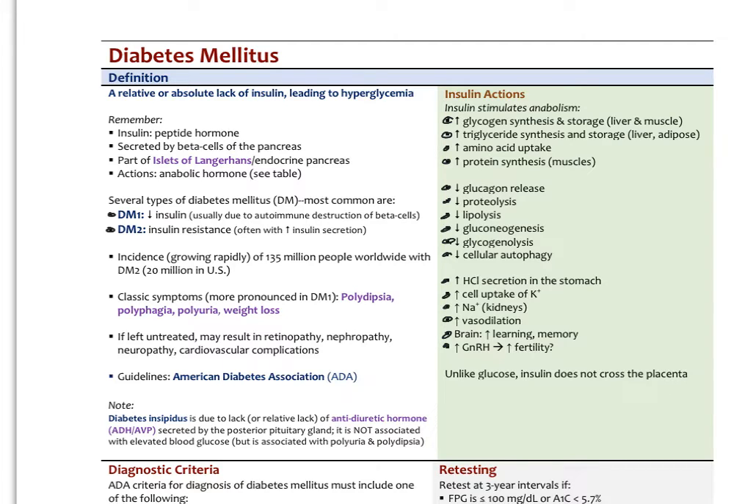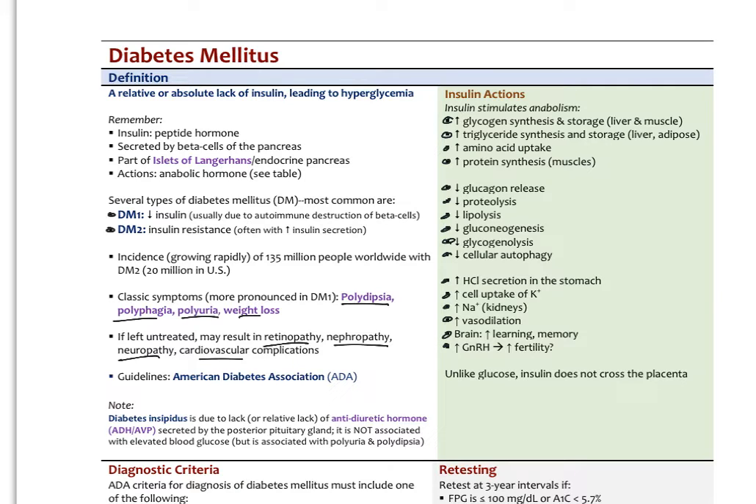But type 1 has the classic polydipsia, polyphagia, polyuria, and weight loss. Remember, polydipsia is increased thirst, polyphagia increased hunger, polyuria increased urination, and weight loss. If left untreated, type 1 diabetes is fatal, typically because of the development of diabetic ketoacidosis, and so we'll talk about that. Type 2 diabetes has much slower, more chronic complications related to retinopathy, nephropathy, which is damage to the nephrons in the kidneys, neuropathy, and then cardiovascular complications.